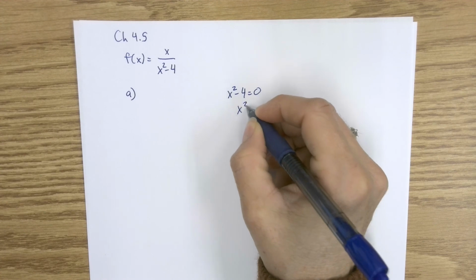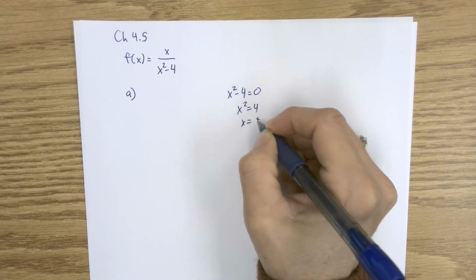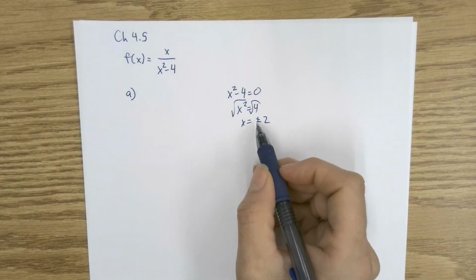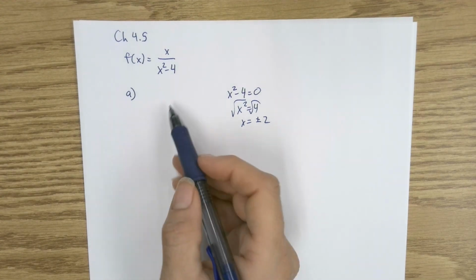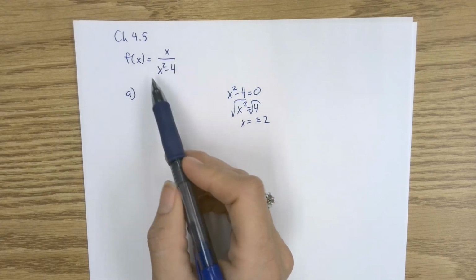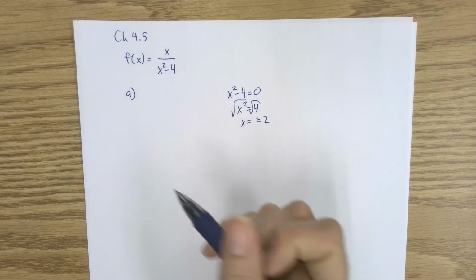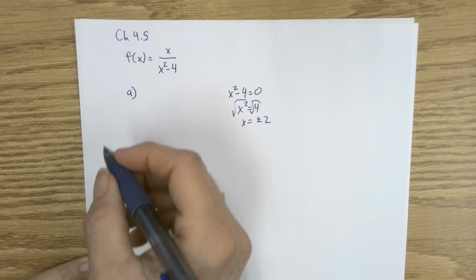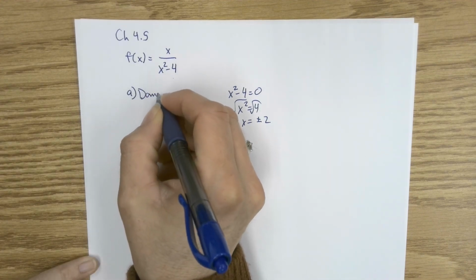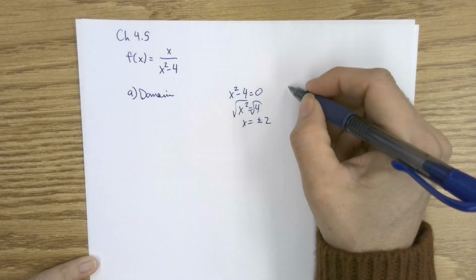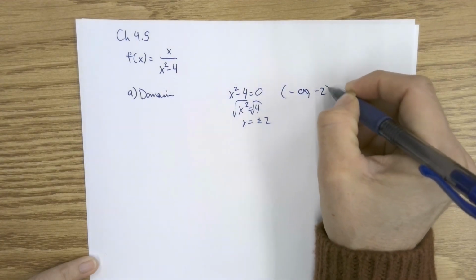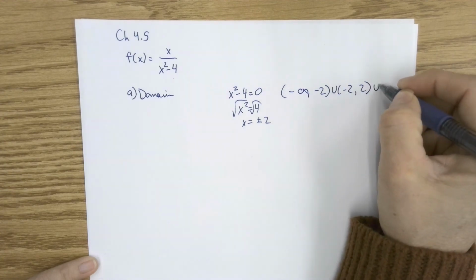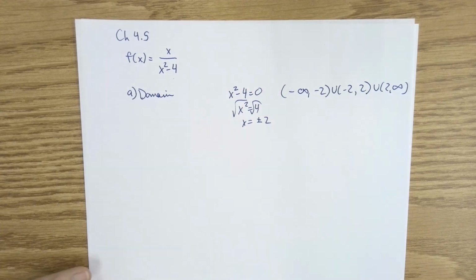You can factor or you can move your 4 over. When you take the square root of both sides, we see that x cannot be plus or minus 2. There's always the option that it could be a removable discontinuity, but I'm not seeing anything canceling out on top and bottom. So there are no holes. These are actually vertical asymptotes. So our domain would be negative infinity to negative 2, negative 2 to 2, and 2 to infinity.